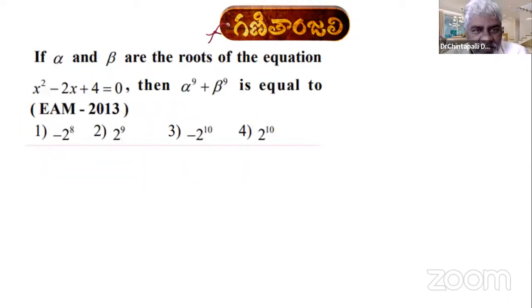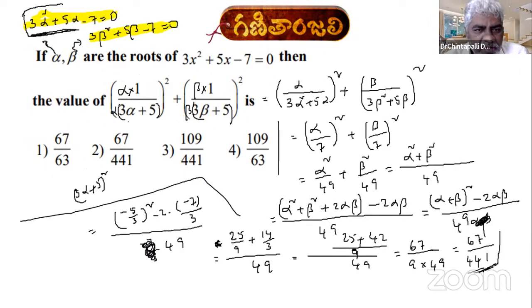Answer is what will happen? Yes. Answer is 67 by 441. Option 2. Very good. Sankirtana, your answer is right.